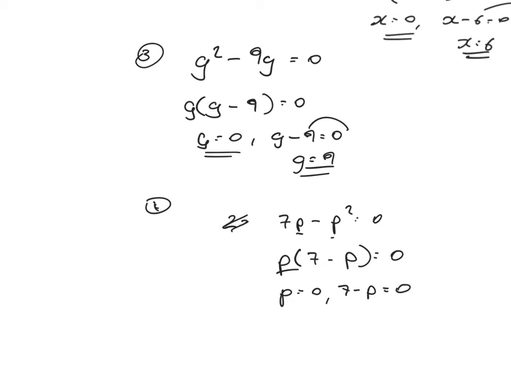Okay, so let's deal with this one. 7 minus p equals 0. So if you think about that, 7 take away something equals 0. What must the something be? Well, the something's p. What's 7 take away 7? 7 take away 7 equals 0. That means p must be 7. So my two answers this time are p equals 0, p equals 7.